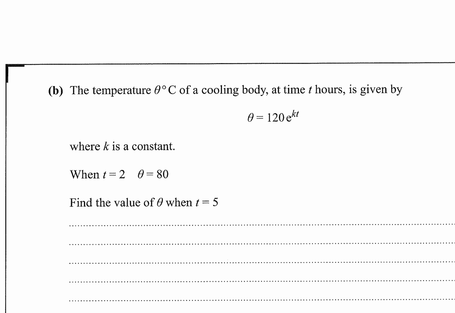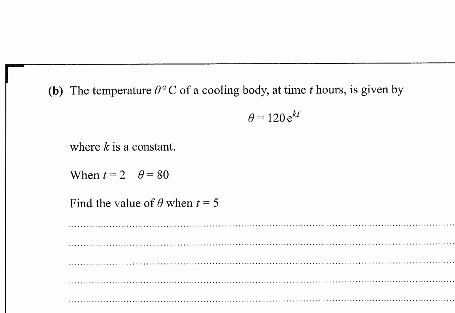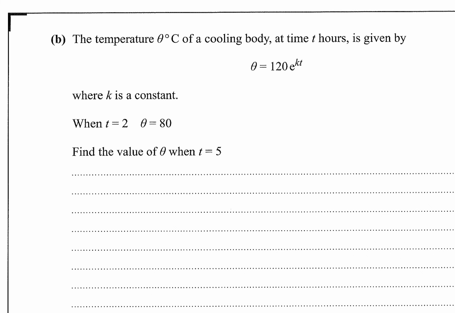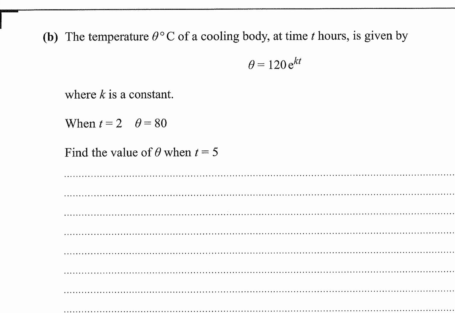Okay, the next question says the temperature theta degrees C of a cooling body at time t hours is given by this equation, where k is a constant. When t is equal to 2, theta is equal to 80, and we need to find the value of theta when t is equal to 5. So let's put t equal to 2, theta equal to 80 into it and see what we get.